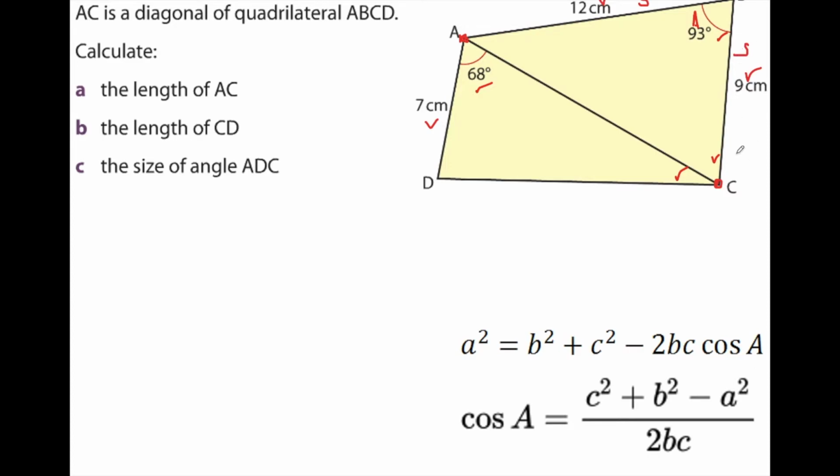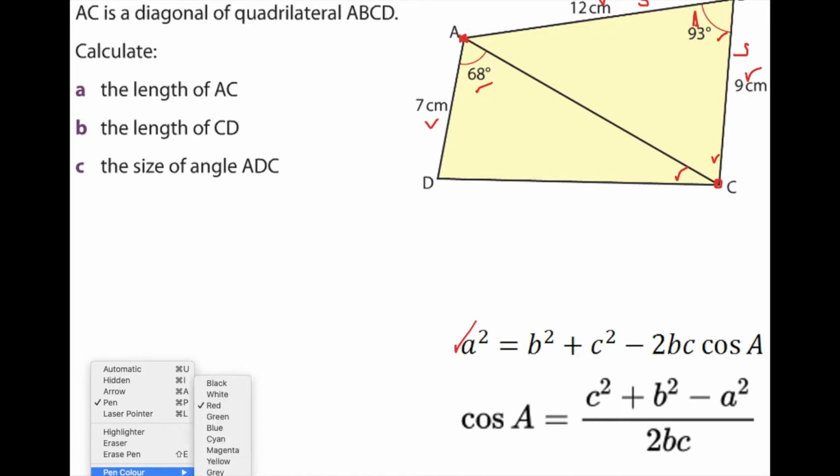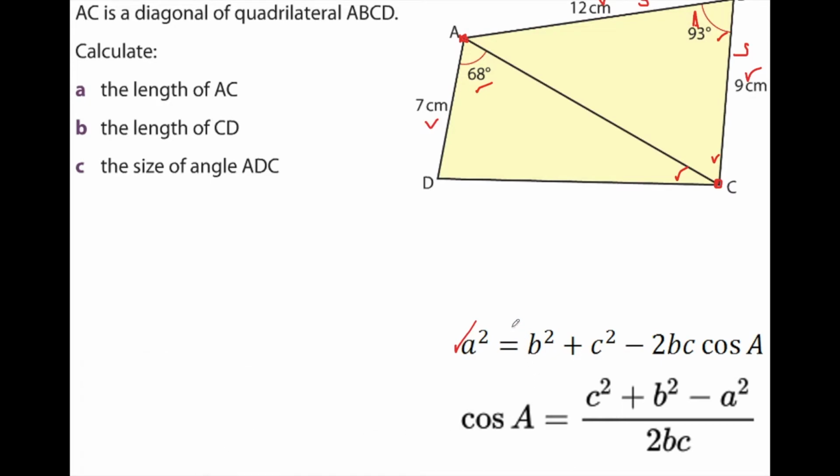So because it's a SAS triangle, we are going to apply the cosine rule. In terms of this, we would like to find a missing side, so we're going to use the first formula. Before we start, we're going to decide whether we're going to be changing the letters of the equation or the letters of the triangle. I think for this problem, I'm going to change the letters of the equation.